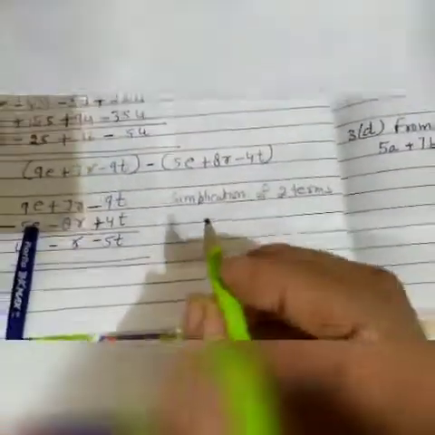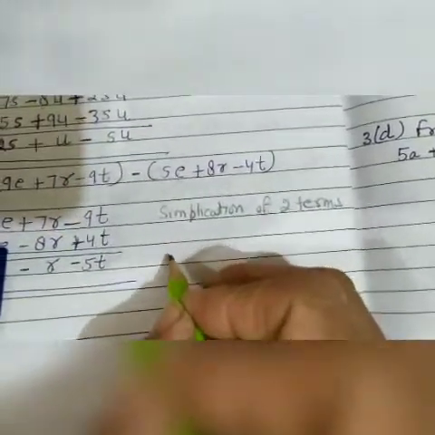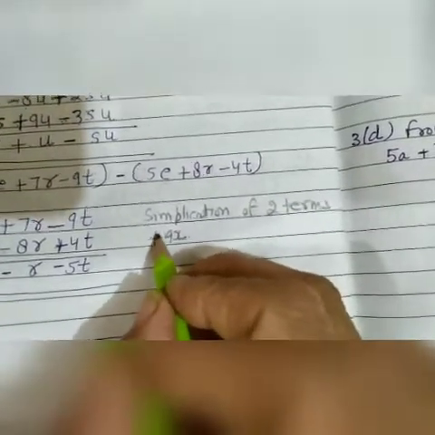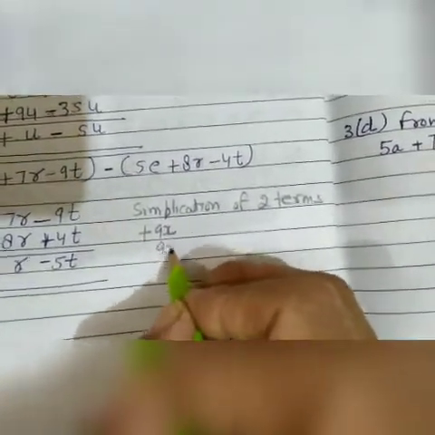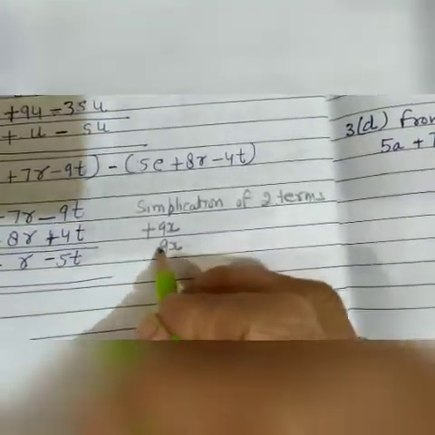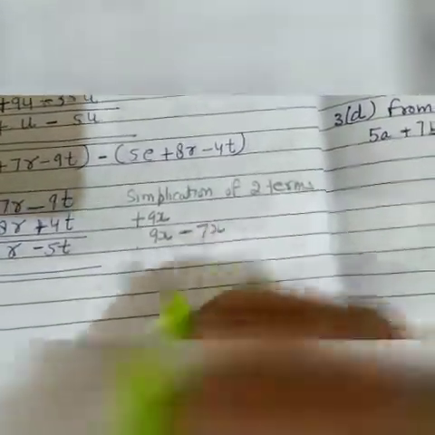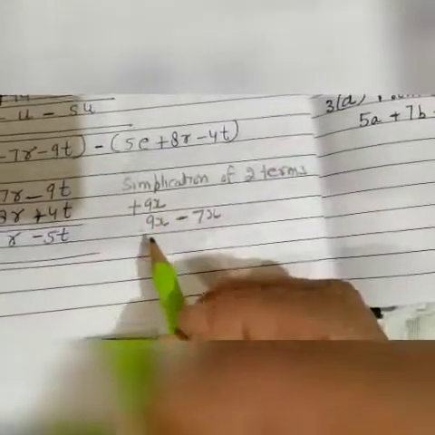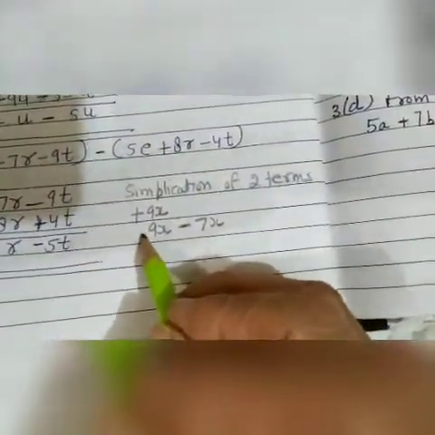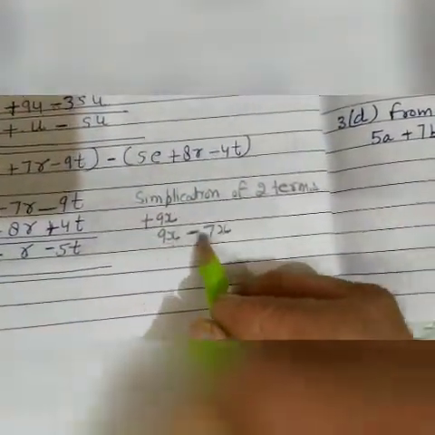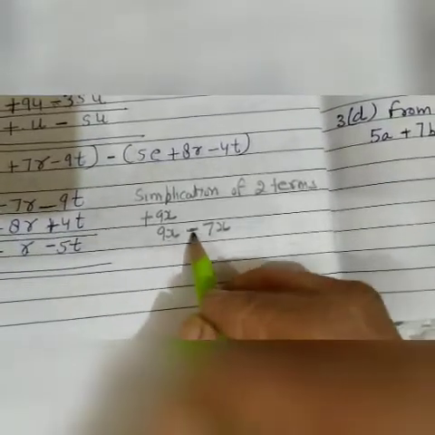See here, I am explaining you once again. If we have to simplify 9x, and there is no sign, it will be considered as plus sign. So 9x minus 7x. Here students, 9x will be considered with plus sign because there is no sign before the 9x. So 9x minus 7x, both the numbers are with opposite sign. One is plus and the other is minus.